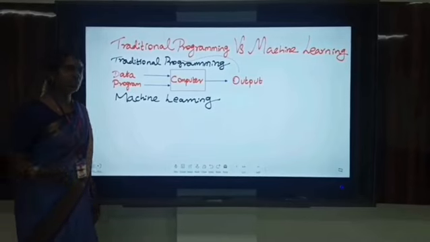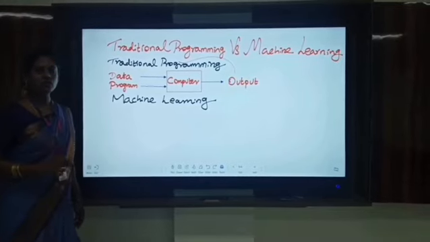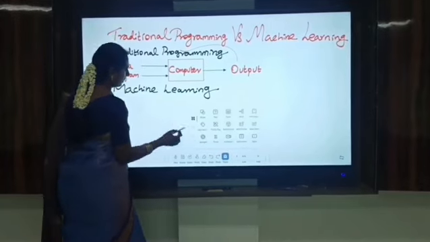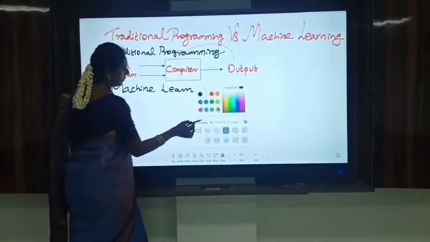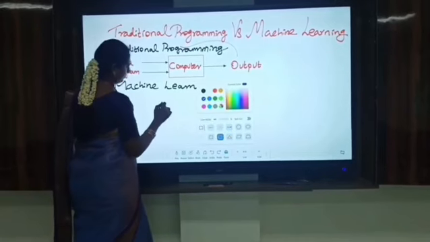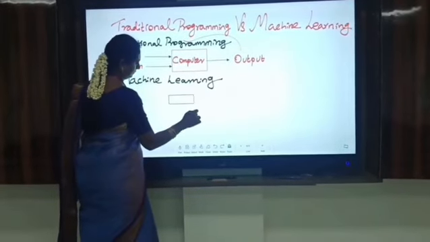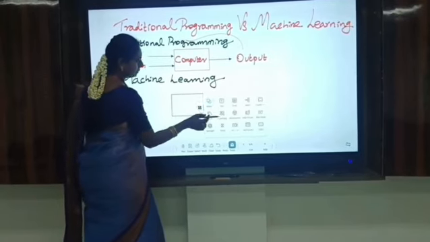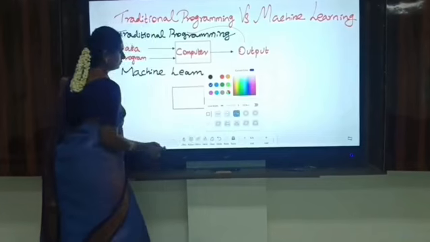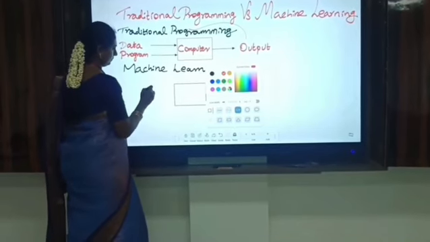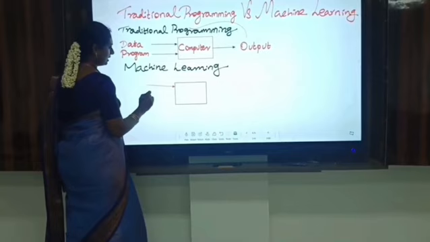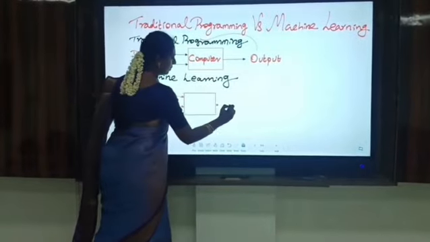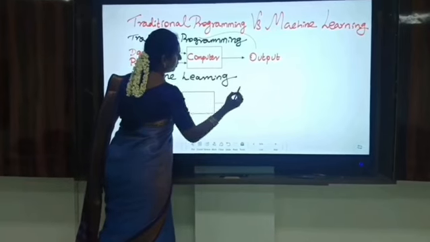We are going to see what is machine learning. I am going to draw one diagram to represent machine learning. For that I am selecting one shape for computer, and then I am going to give input for the computer. First input is data and the second is output. And finally the computer will formulate the program.